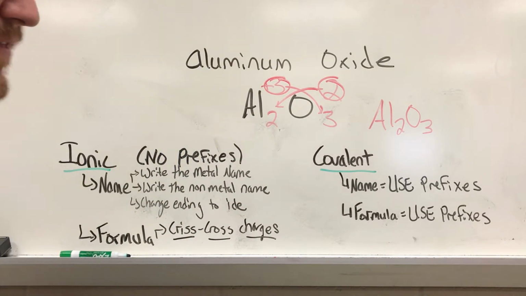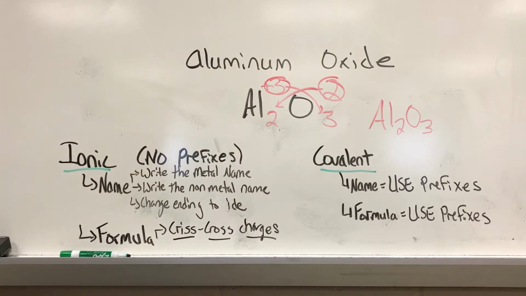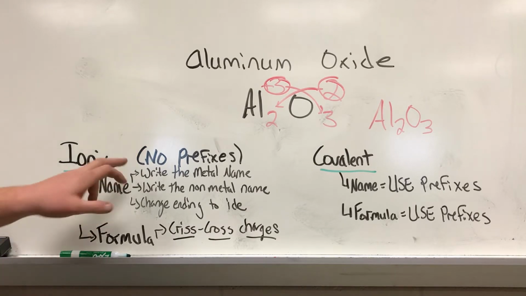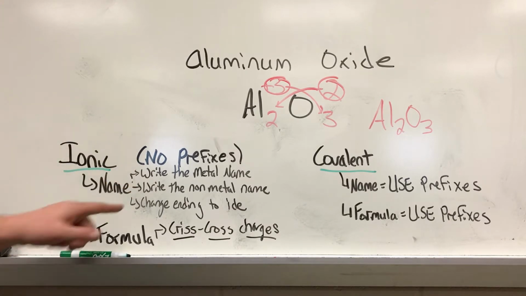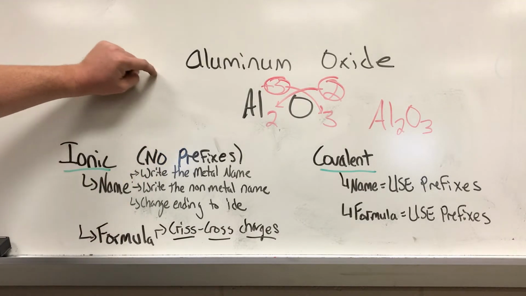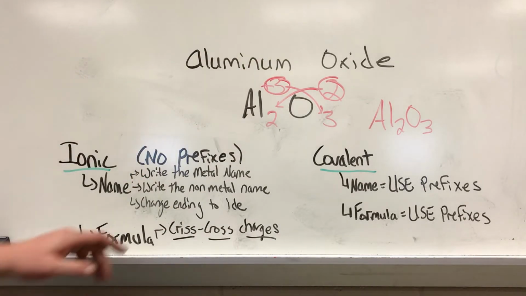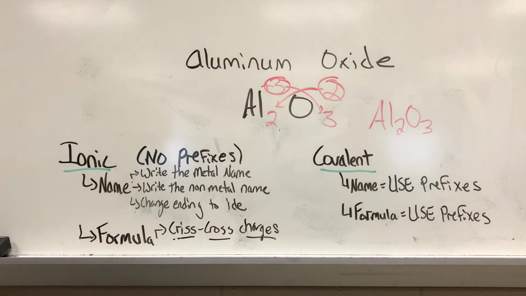Just in review, the first step is to determine: is it ionic or is it a covalent substance? Ionics will always have a metal. Covalents will not have a metal. If you're writing the name of an ionic compound, it's very simple. Do not use prefixes. Just write the metal name, then write the non-metal name, and change the ending to IDE. If you're writing the formula, it is not going to give you prefixes, so you have to use the crisscross of charges to figure out the formula.